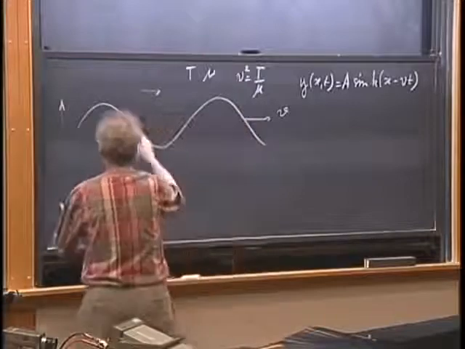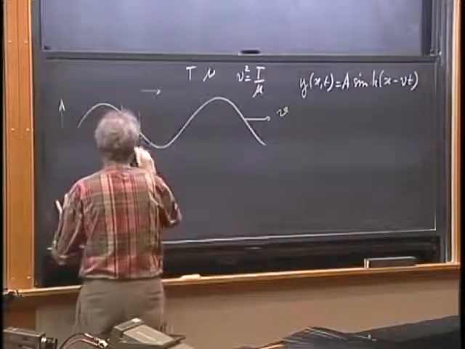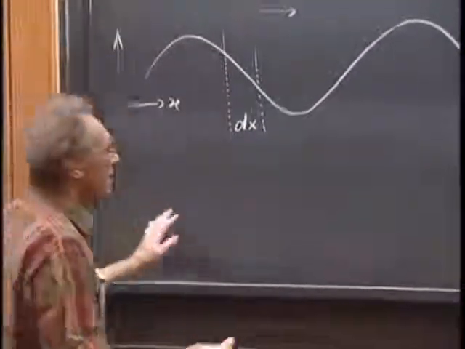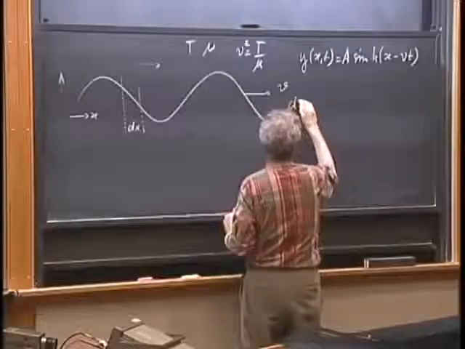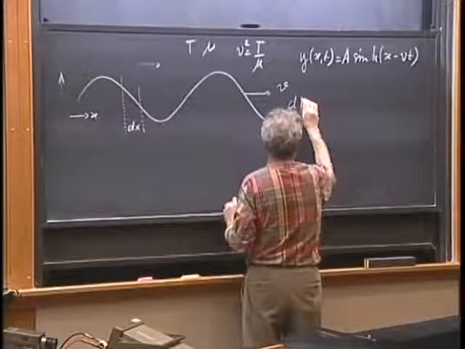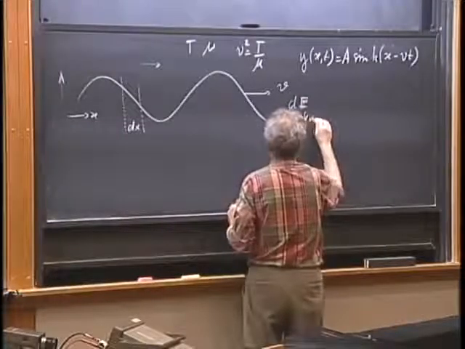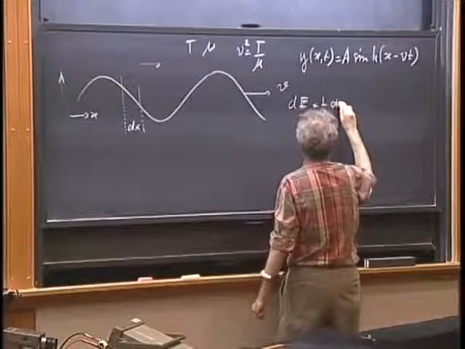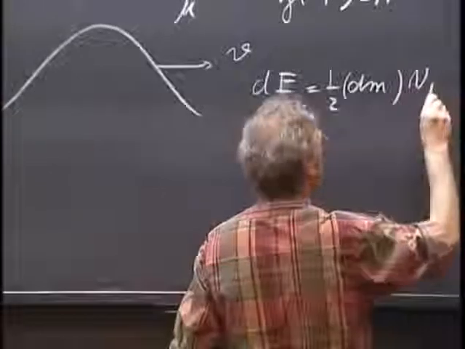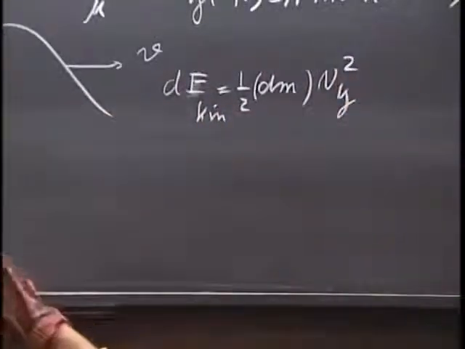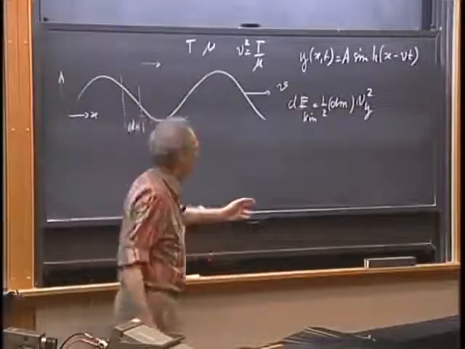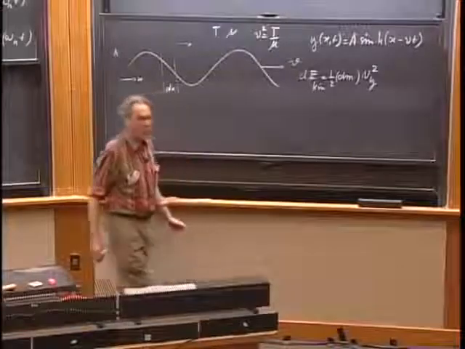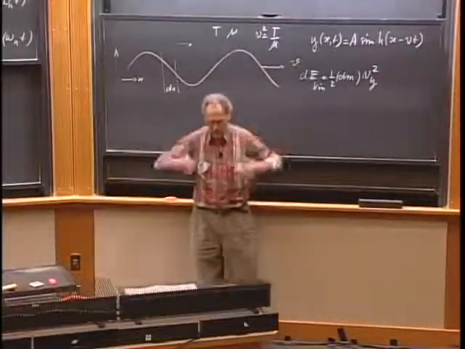Suppose I carve out here a section dx. So this is the direction of x, and I take a small section dx. Then the kinetic energy, dE kinetic, tiny little bit of kinetic energy, is 1/2 times the mass dm times the velocity in the y direction squared. That is 8.01, right? Kinetic energy is 1/2 mv squared. Never confuse this v with that v. That is the velocity of propagation. This is the velocity of the string in this direction.